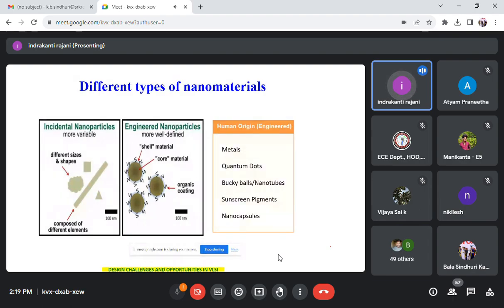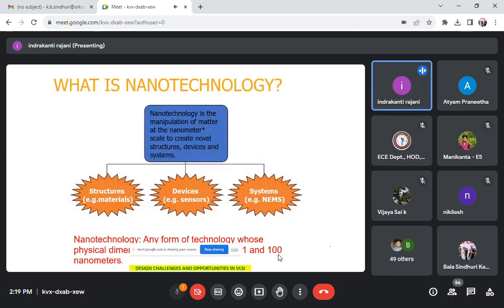They are more variable. Whatever shape you want, you can prepare them. Whatever size you want, you can prepare. You can impose the conditions, you can have that kind of environment, and you can provide those conditions to get whatever size and shape of the nanoparticles, nanomaterials you want.